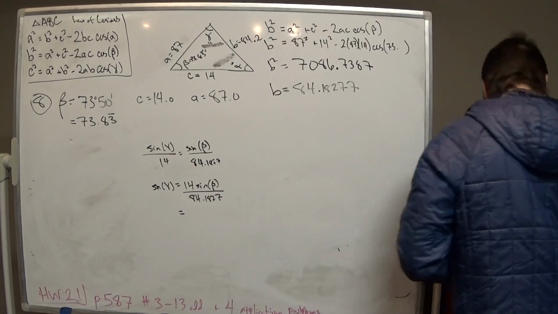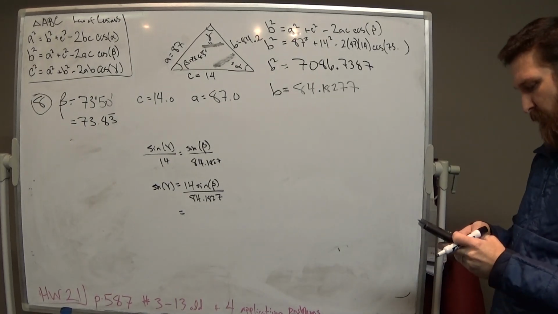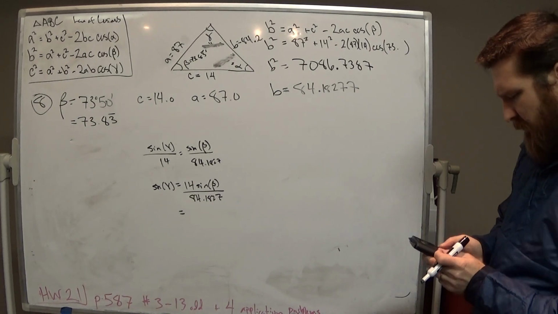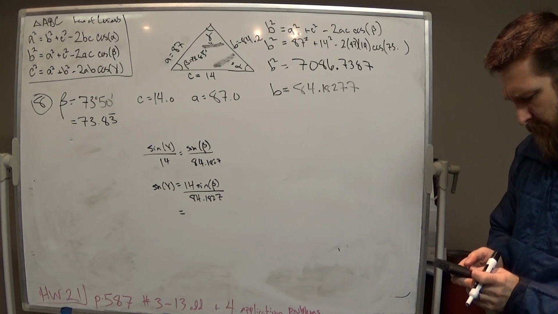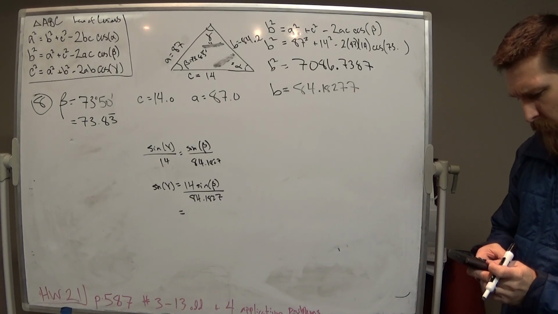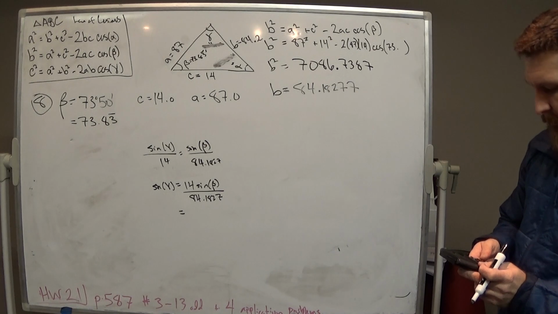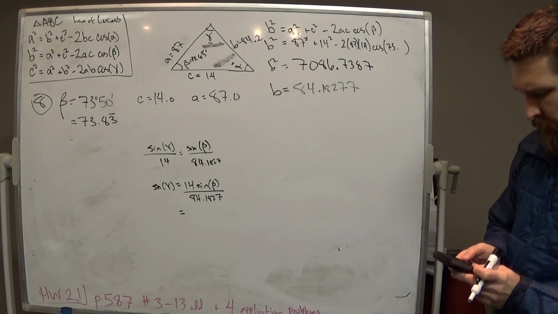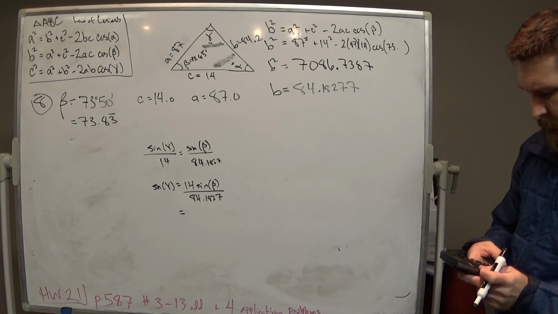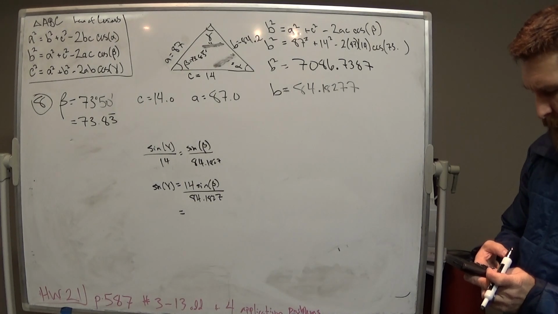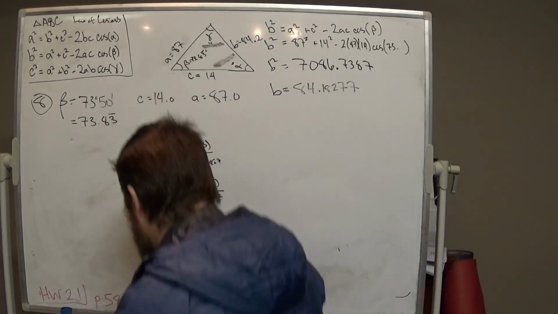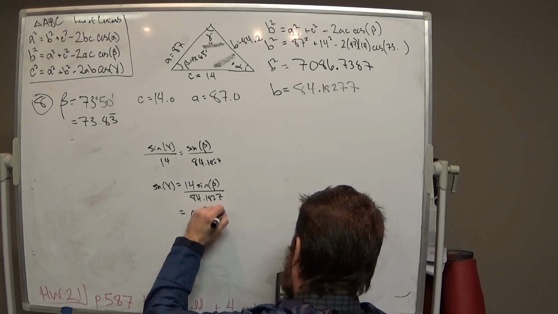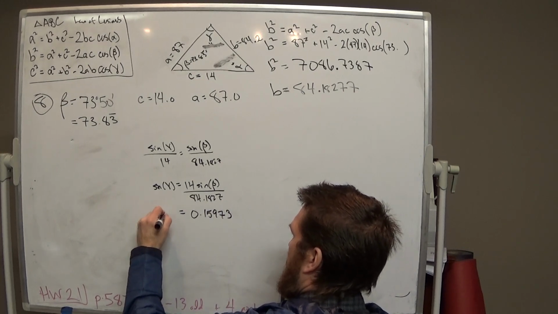Now let's see what that is. 14 times sine beta is the 73.83. Okay, so I'm going to go up and grab that, way at the top. Divided by 84.18, blah, blah, blah. Is that what you got? Yeah. Okay, there we go.